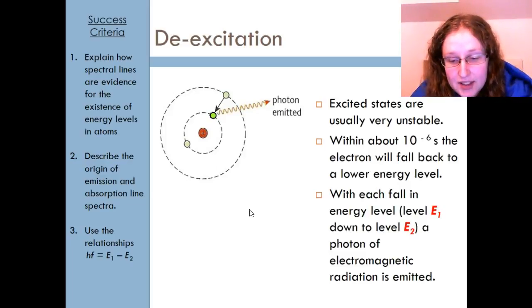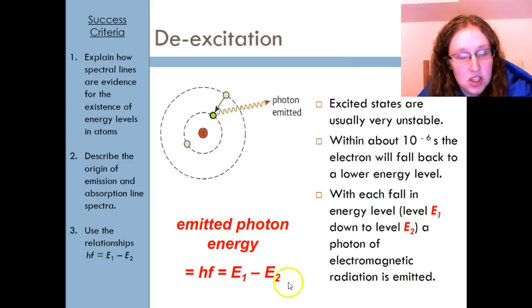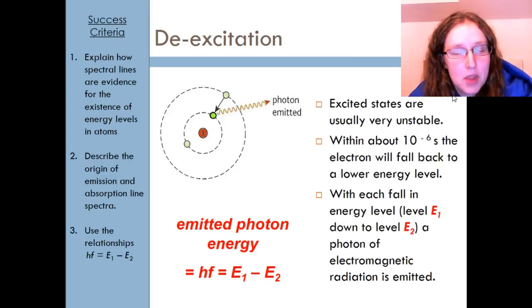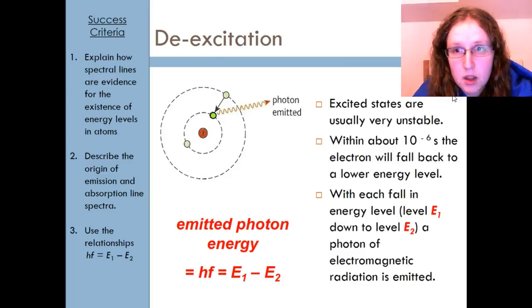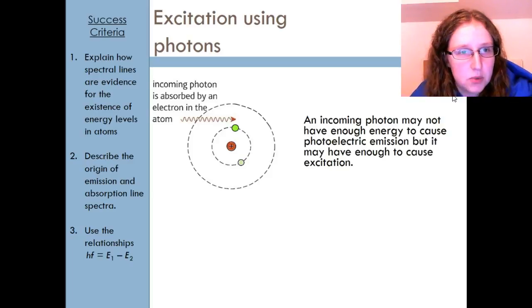Now, exactly what that photon is like is going to depend on how big the gap between the energy levels is. But the energy will be equal to the difference between the first energy level and the second energy level, and that energy is equal to hf. Like I said, we're calling back some of the bits from AS there. So that's h, which is Planck's constant, times the frequency of the light, and that gives you the energy of the photon.